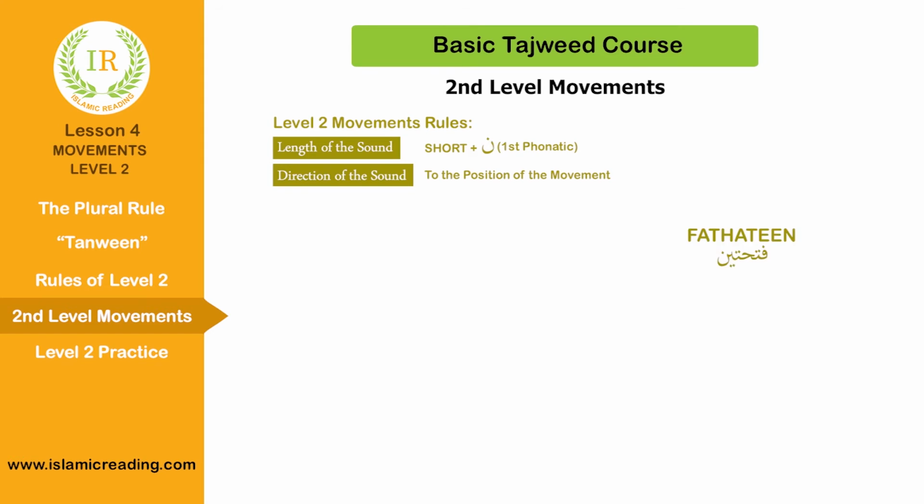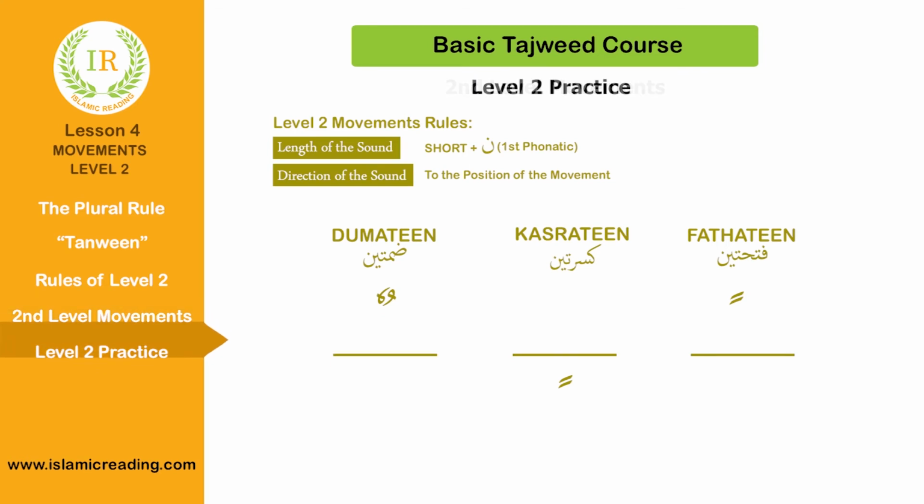Fathatain is represented by two angled lines which will always appear on the top of the letter. Kasratain is represented by two angled lines which will always appear below the letter. And Dhammatain is represented by two Dhamma, one is regular and the other is inverted. And Dhammatain will always appear on the top of a letter. Let's practice them with the letter Dal.